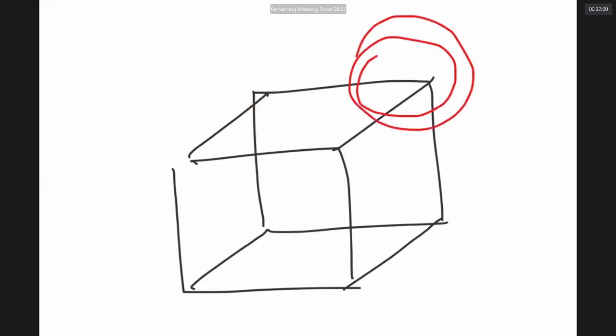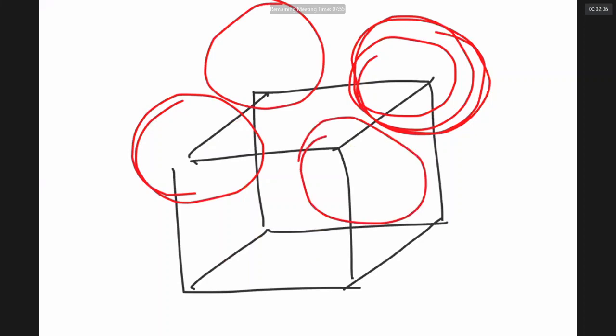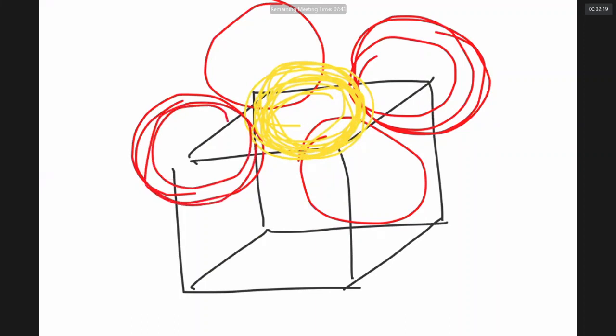Now, because it is a face-centered cube, in the face center, I put a sphere. All are of equal size. One sphere in the face center. These are the spheres in the corners.